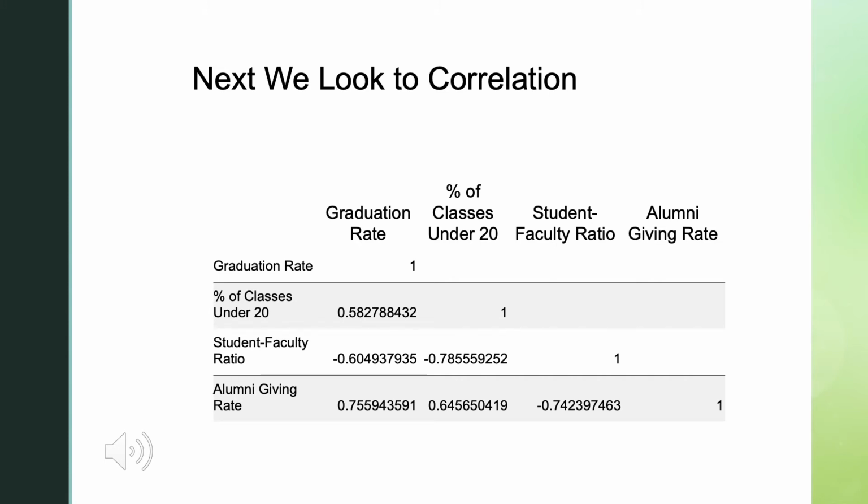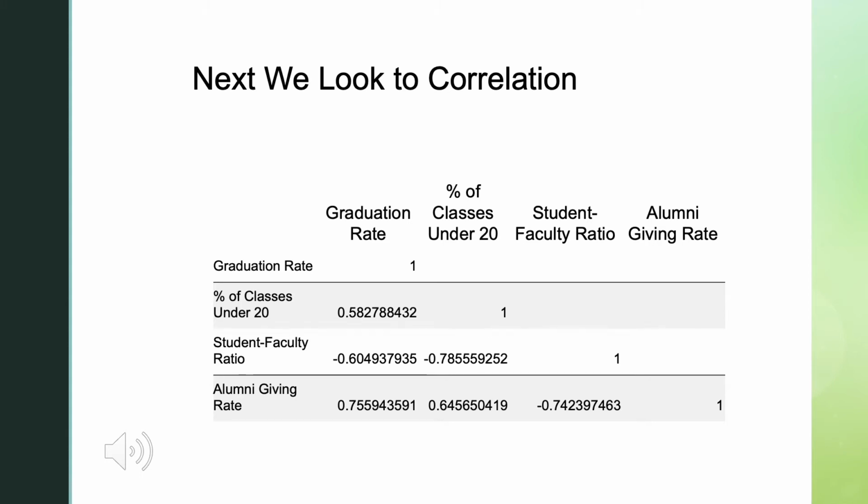The percentage of classes under 20 is negatively related with the student-faculty ratio, but positively related with the alumni giving rate. Finally, the student-faculty ratio is negatively related with the alumni giving rate. So the student-faculty ratio has a high negative correlation of negative 0.742 with the response variable. It can be seen from the scatter plot in our report that the alumni giving rate actually decreases as it increases.